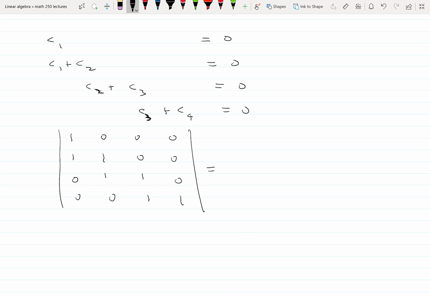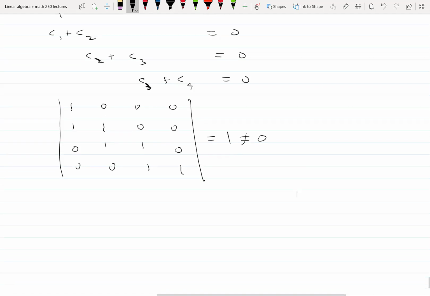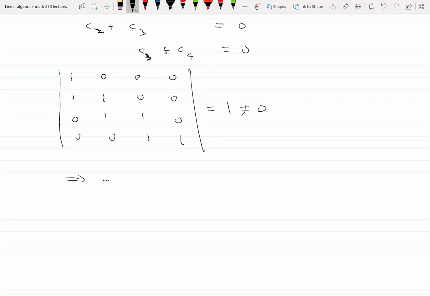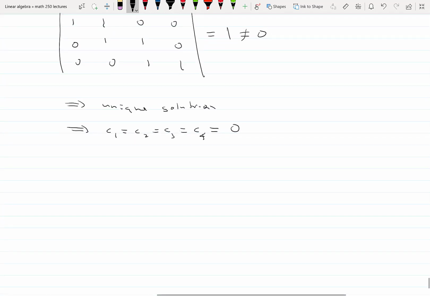This is an upper triangular matrix. Well, we don't need to go back to the theory of determinants. The determinant is equal to 1. 1's not 0. So that implies we have a unique solution, and that solution must be the trivial solution because it's a homogeneous system. Every homogeneous system has at least the trivial solution. Since our solution is unique, all the constants must be 0.